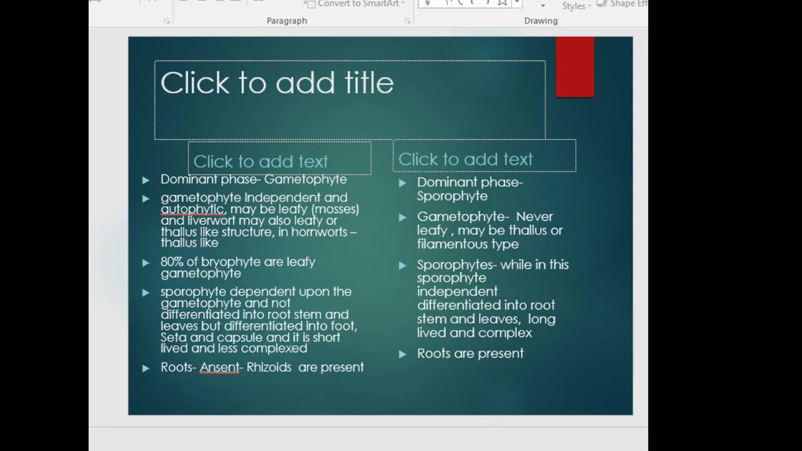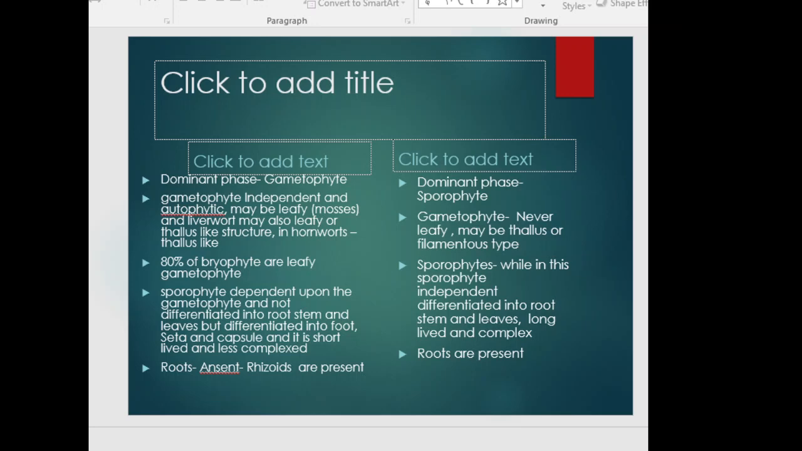In case of pteridophyta, sporophyte is independent, while in the bryophyta, sporophyte is dependent upon the gametophyte and not differentiated into root, stem and leaves, but it is differentiated into foot, seta and capsule, and it is short-lived and less complex. While sporophyte is independent in case of pteridophyta, and it is differentiated into root, stem and leaves, and it is long-lived and complex. In bryophyta, roots are absent, rhizoids are present, and in case of the pteridophyta, roots are present.